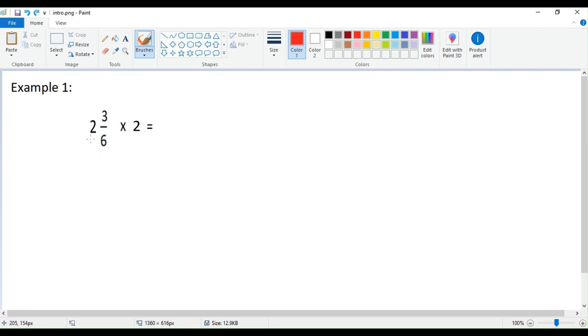This is the mixed number. It's got a whole number and a proper fraction together. Here's our whole number, and we're going to change these, as I say, with 2 and 3 sixths. For the 2, I'm going to change that just by putting it over 1.